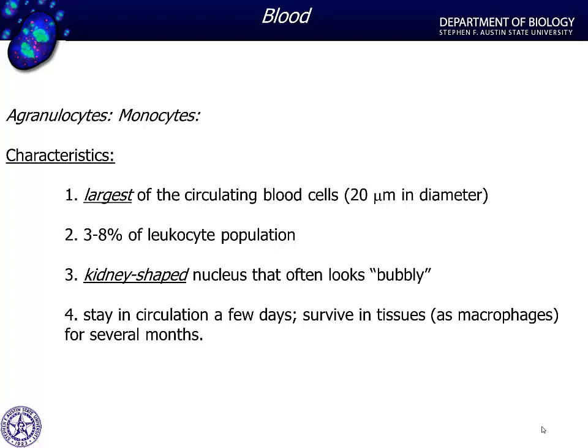We'll see these in the circulation. Now, monocytes in the circulation will be there for a few days, but they will move out into the tissues where they'll be macrophages, and they will stay in the tissues and possibly survive there for several months.